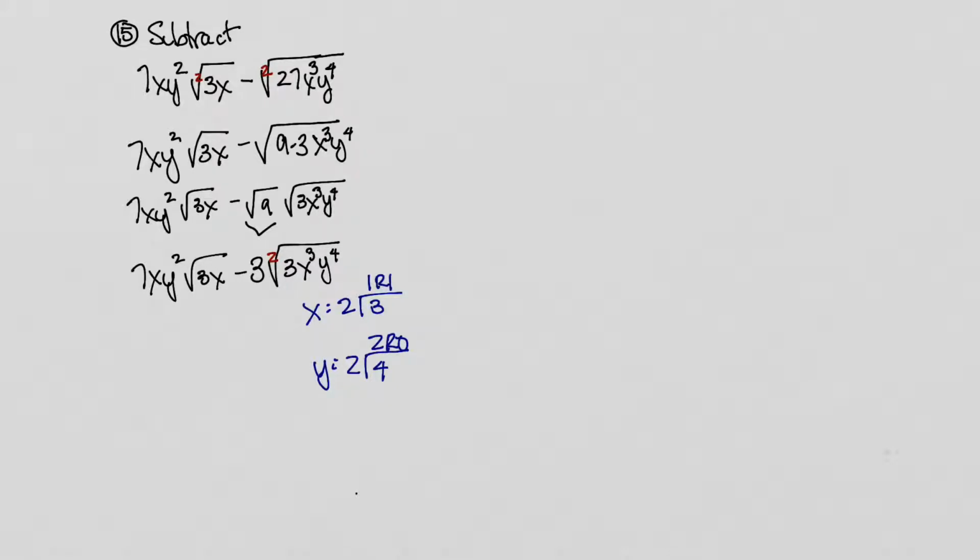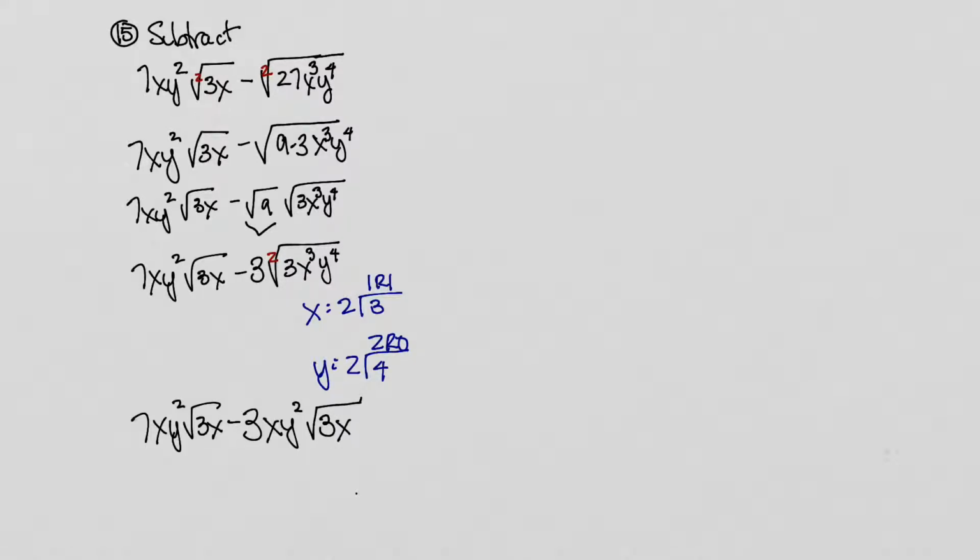So let's see what we have now. Here's what we have: 7xy squared, square root of 3x, minus 3. Now, here's what we're going to do. We can bring 1 x out, so I'm going to bring an x out. And then I can bring 2 y's out, so I'll bring 2 y's out. And here's what's left then. The square root of, well, what's left? That 3 is still left. That 3 remains. Then 1 x remains, no y's, so just 1 x.